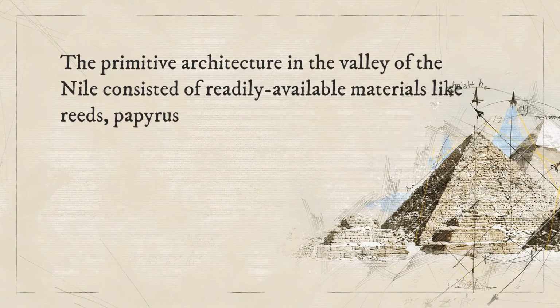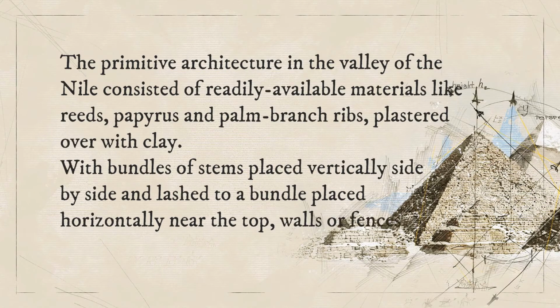The primitive architecture in the valley of the Nile consisted of readily available materials like reeds, papyrus, and palm branch ribs plastered over with clay. With a bundle of stems placed vertically side by side and lashed, and a bundle placed horizontally near the top, walls or fences could be made.